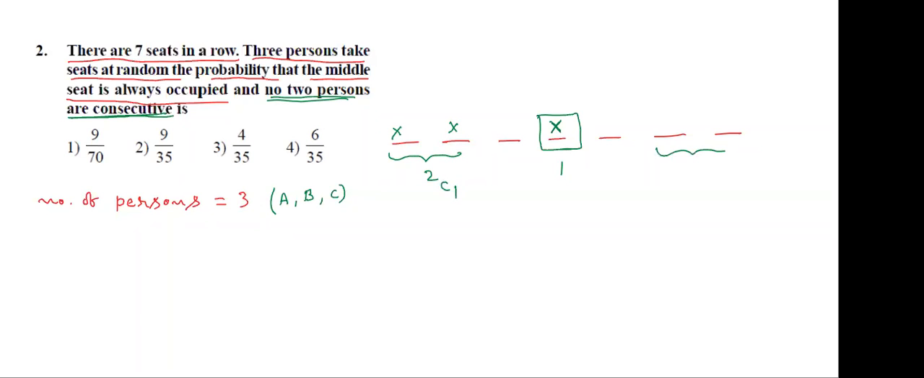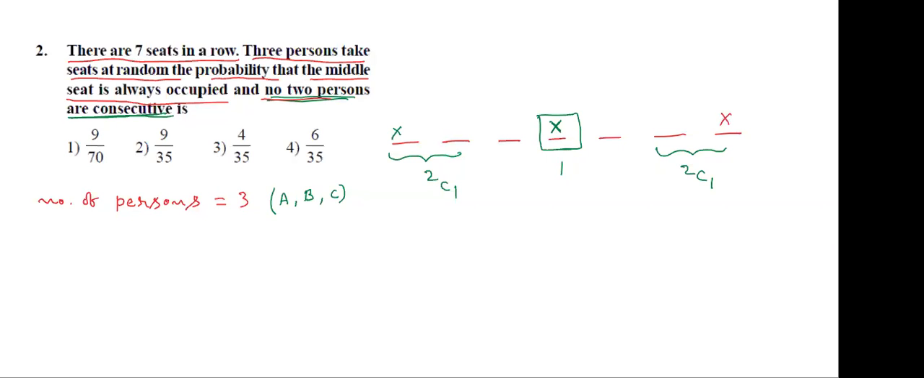Here also 2 places are there. Any one person can be filled in those 2 places. We can't fill both places exactly. Out of those 2 places, fill any one place, either the first one or the second. If you fill the first one, you fill the last one here. See here, no two persons are consecutive.